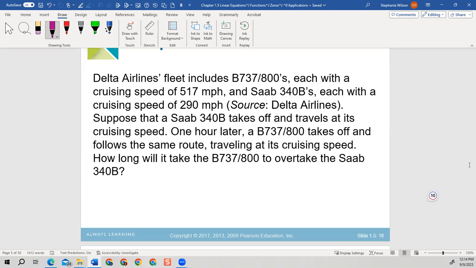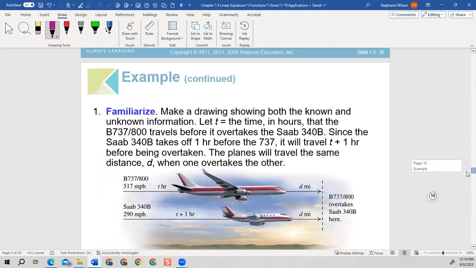Suppose that the SAAB takes off and travels at its cruising speed. One hour later, the B737/800 takes off and follows the same route. Traveling at its cruising speed, how long will it take for this B737 to overtake the SAAB?